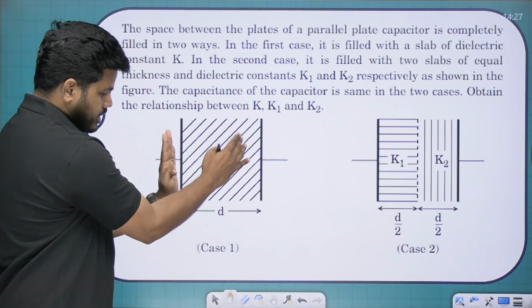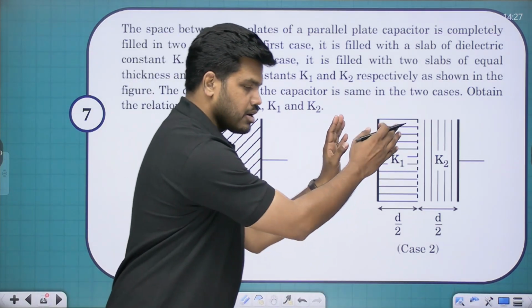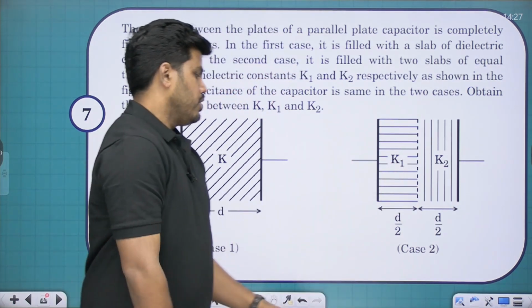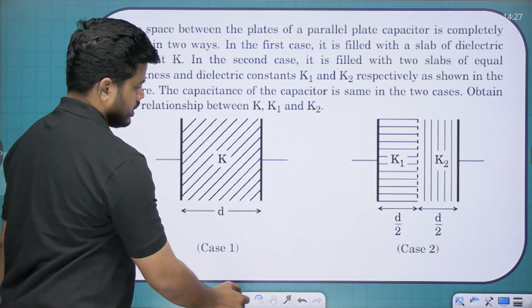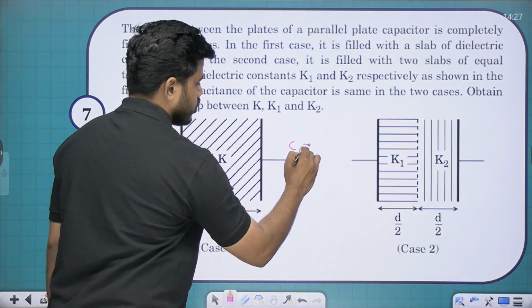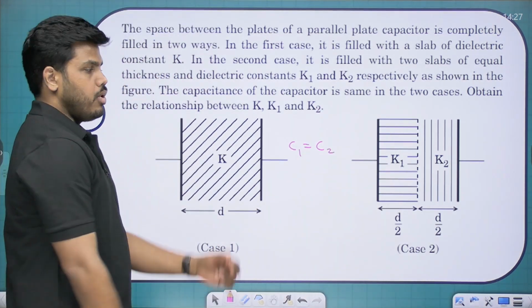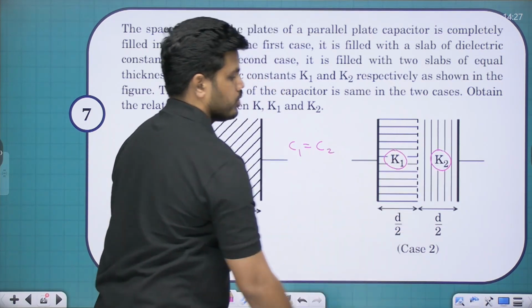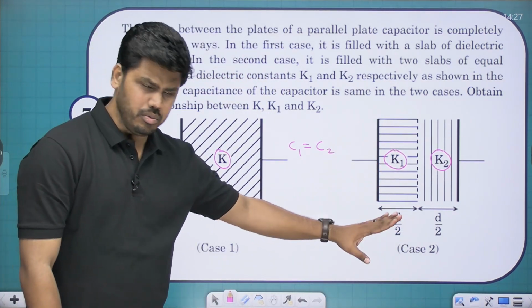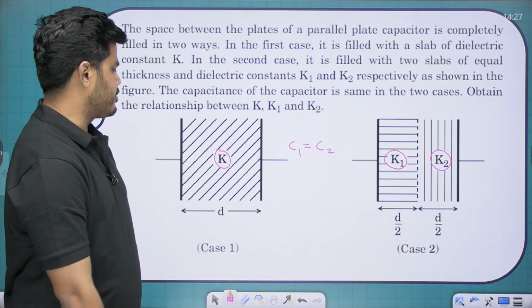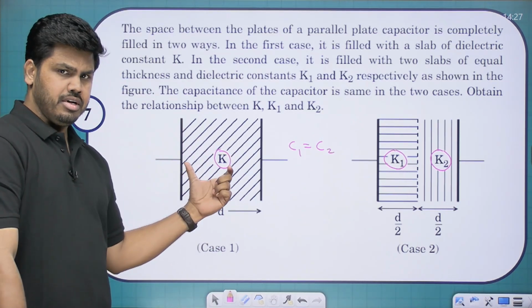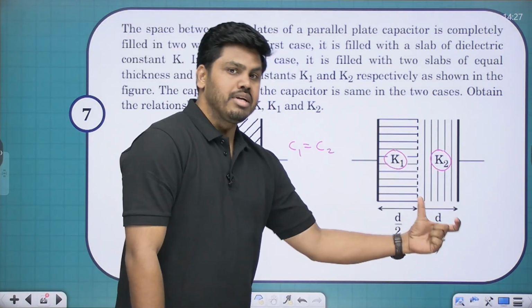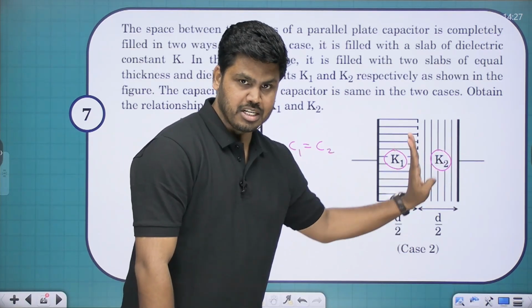You are given that this is capacitor 1, C1, and this is capacitor 2, C2 suppose. Given that C1 is equal to C2, how can you relate K, K1 and K2 is the question. We know how to solve this; we have done these kinds of questions. This is one completely filled capacitor. This is also completely filled but with two different dielectric materials.